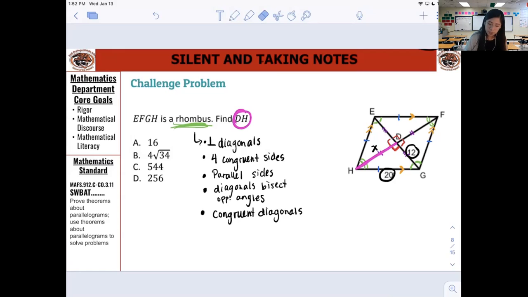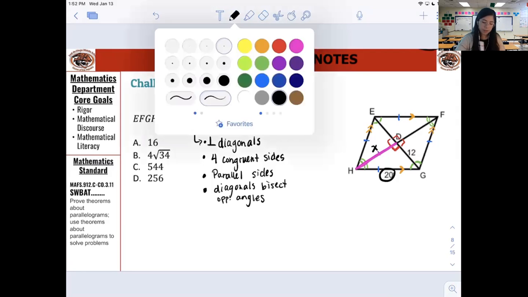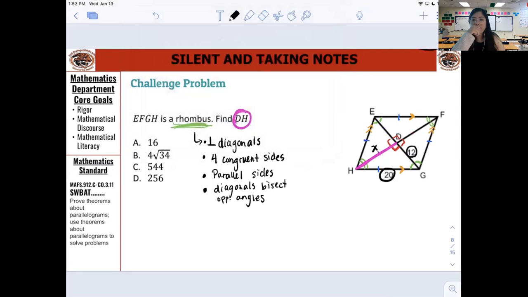Oh, Perla, to answer your question, you're completely right. This is actually not for rhombuses, it's for rectangles. So I'm going to erase that one. Okay. Anybody have any strategies that they want to try out? In order to find our final answer. We're looking for DH. That's our X.